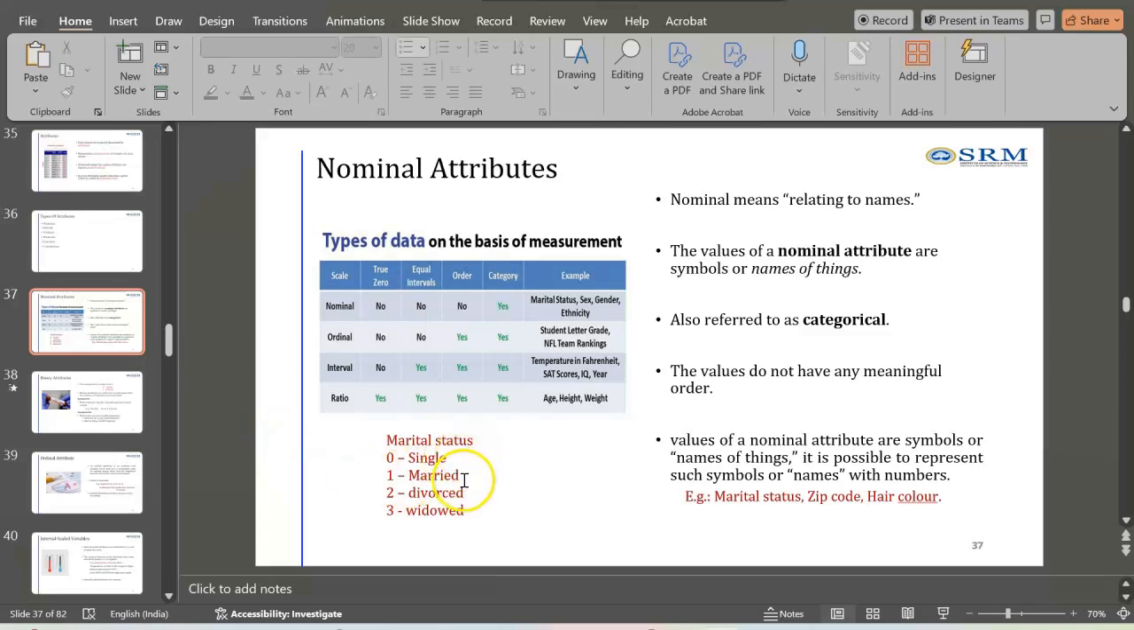See here, you have single, married, divorced, widowed, so you have some status here, but these statuses do not have any order. That is what is meant by nominal attributes. It will be categorical, but you will not have any order. Even sex, male and female, will not have any order. And gender, again male and female, will also not have any order. So nominal attributes relate to names, whereas they do not have any particular order.